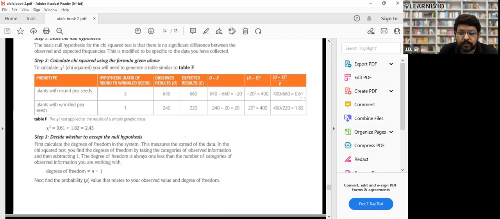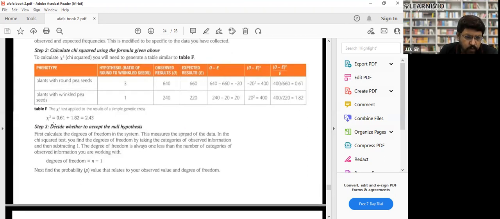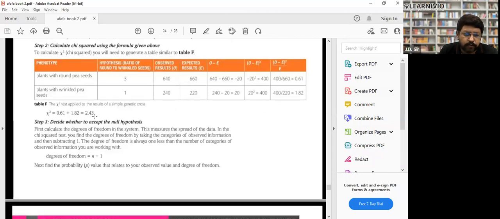So this value we got. The plant with wrinkled pea seed, the same, we got the value. Now x square is equal to the sum of both, right? Now the actual value is 2.43. To decide whether to accept the null hypothesis or not, this is the final result.